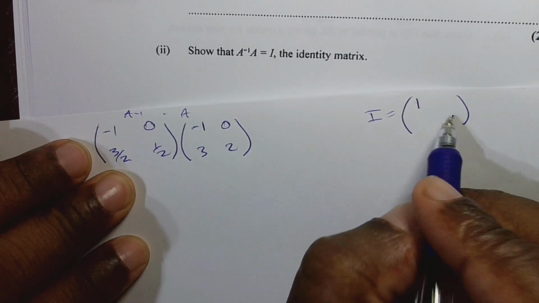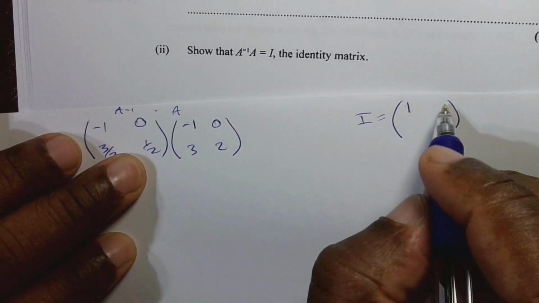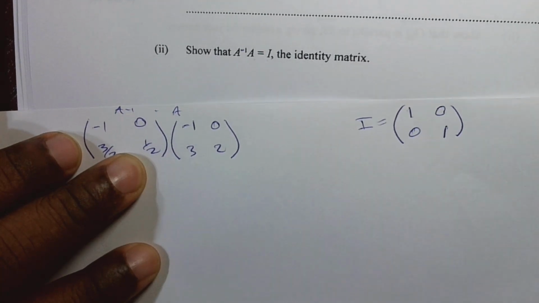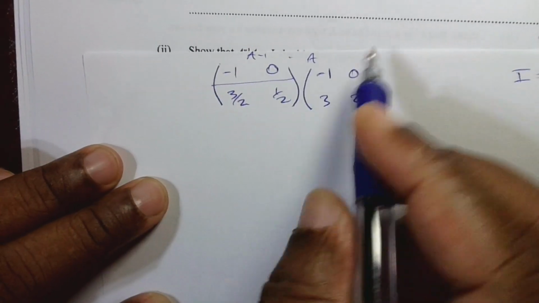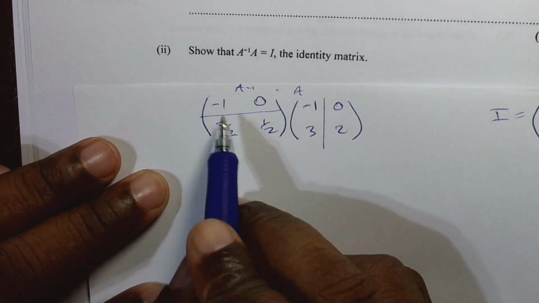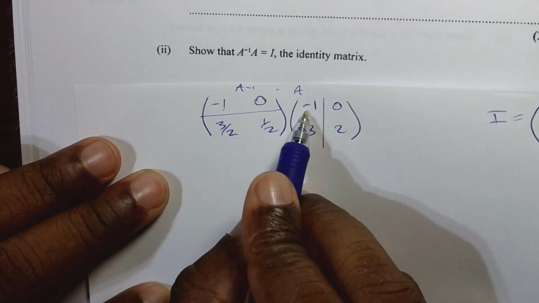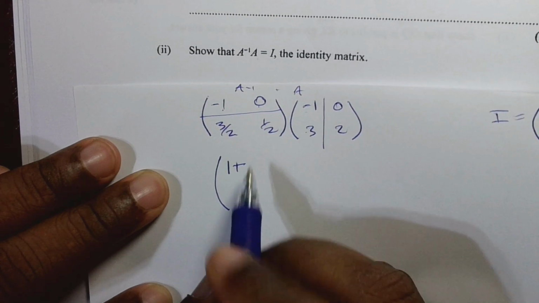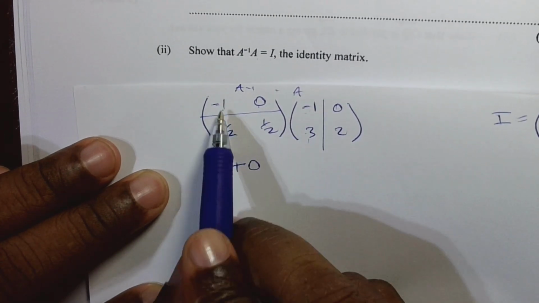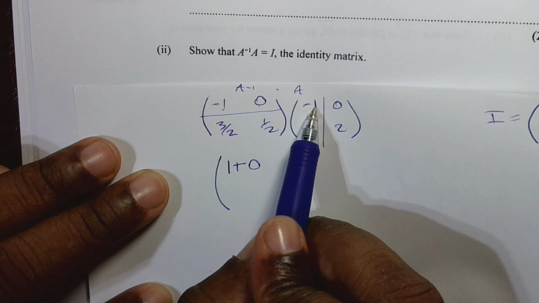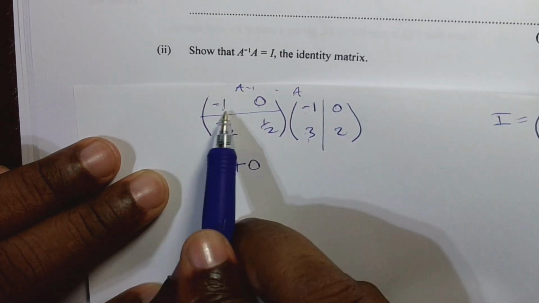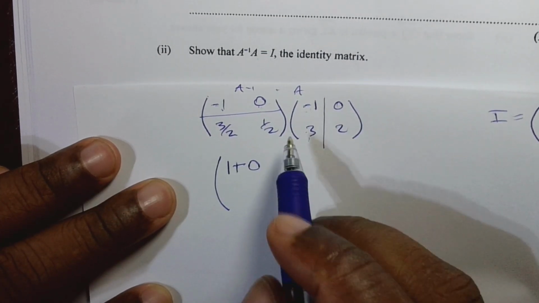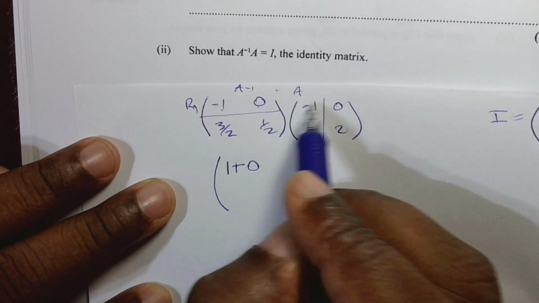The elements in the leading diagonal are 1, and the elements in the non-leading diagonal are 0s. So we multiply row by column. This is what we're going to get. So we're going to go -1 times -1, that's +1, plus 0 times 3 is 0. First times first, that's +1, plus the second by the second, 0 times 3 is 0. So that's row 1 multiplied by column 1.